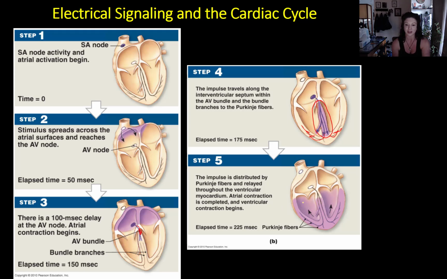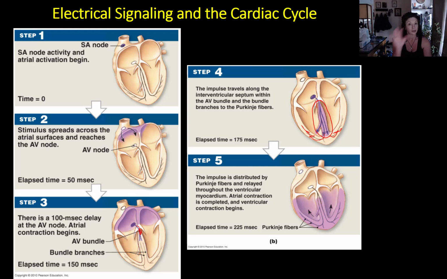Okay? They are actually the best at relaying electrical signals in the heart. They're probably one of the best series of nerves for relaying electrical signals in the whole body. When this signal spreads through these fibers completely, that's what then triggers ventricular contraction. And by that point, the atria have entered into diastole and are starting to relax.